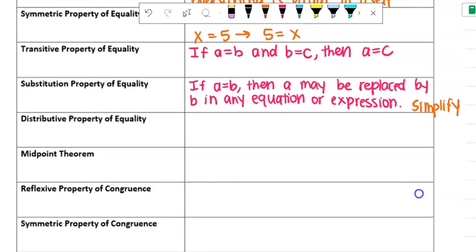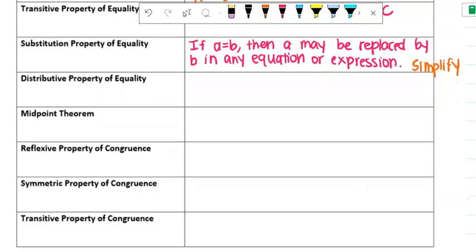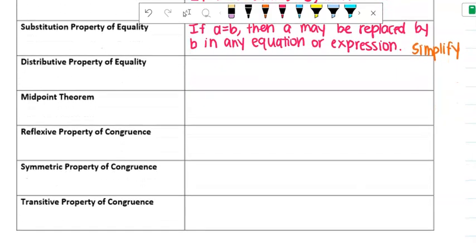Next one hopefully is nothing new to us. Our distributive property. So we'll use variables. We'll say A(B + C). Remember, when we distribute, we multiply, so this becomes A times B, or AB, plus A times C, or AC. The biggest thing is, if you want to make a note, we multiply when we distribute.